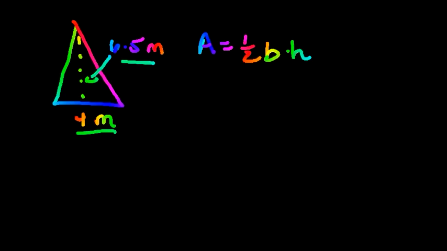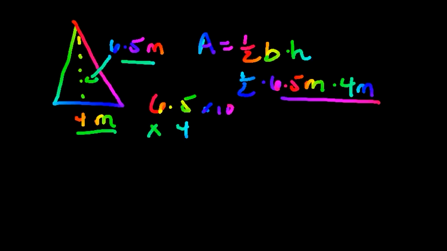Okay, there's our formula. So you were correct on substituting the base and the height. Now what are we going to do next? Go ahead and do the next part. So let's go ahead and multiply the 6 and 5/10 times 4 meters first.